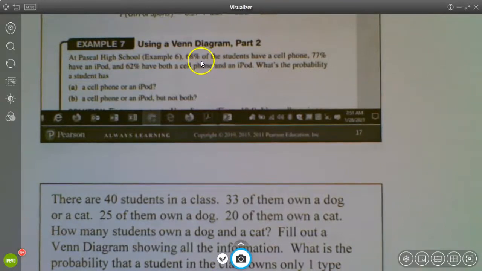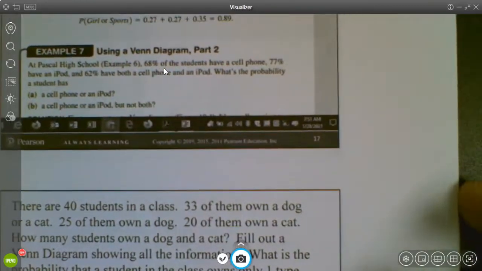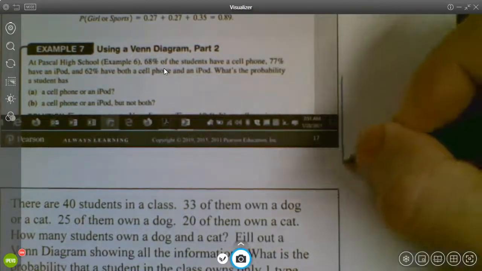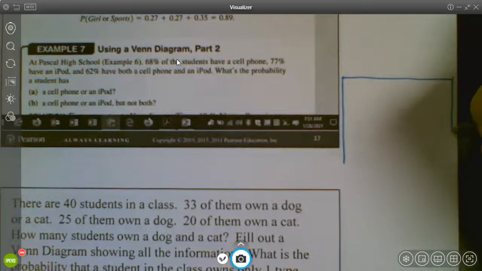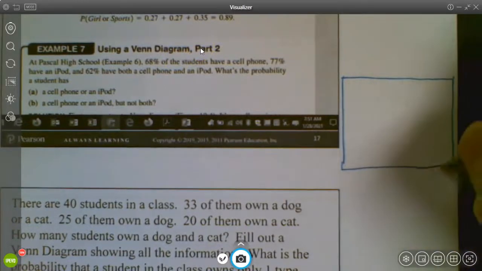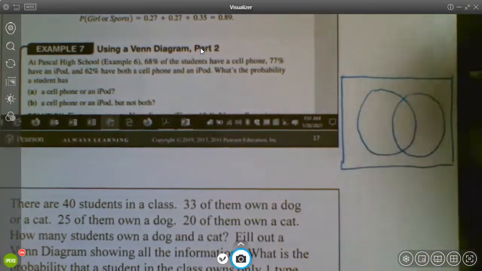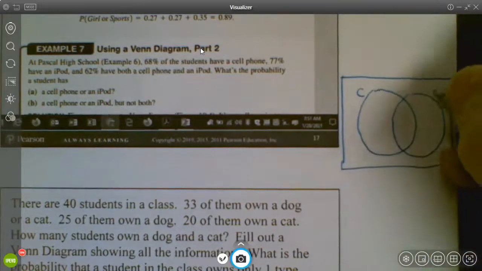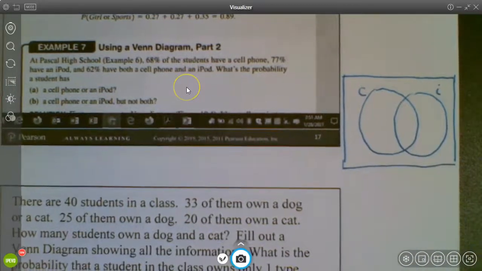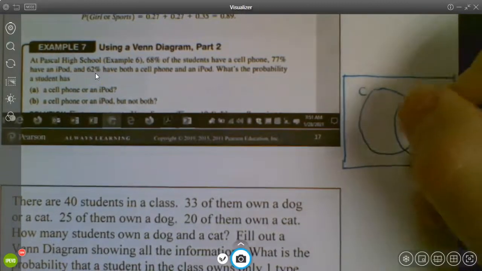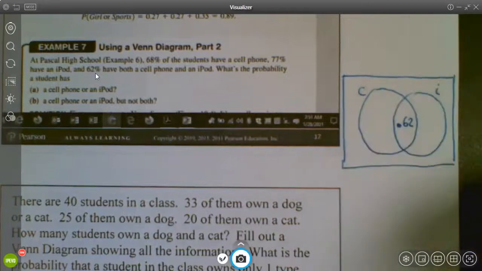So it's talking about 68% of students have a cell phone, 77% have an iPod, 62% have both. And that's our key, right? This is the middle of that Venn diagram. So let me do this kind of off to the side here. This is our cell phone, this is our iPod. Again, we always want to start with the middle section when we're filling out a Venn diagram. So if 62% have both, then I want to start with that right there.